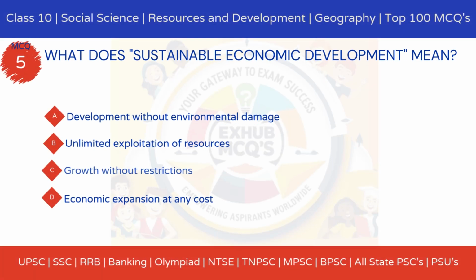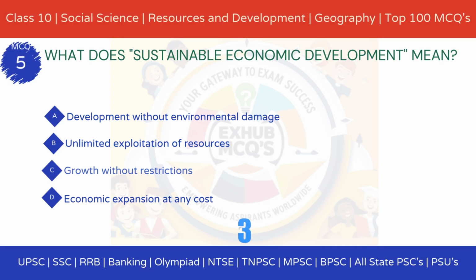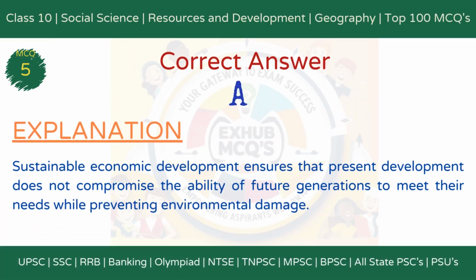MCQ 5. What does sustainable economic development mean? Option A, development without environmental damage. Option B, unlimited exploitation of resources. Option C, growth without restrictions. Option D, economic expansion at any cost. The correct answer is option A, development without environmental damage.